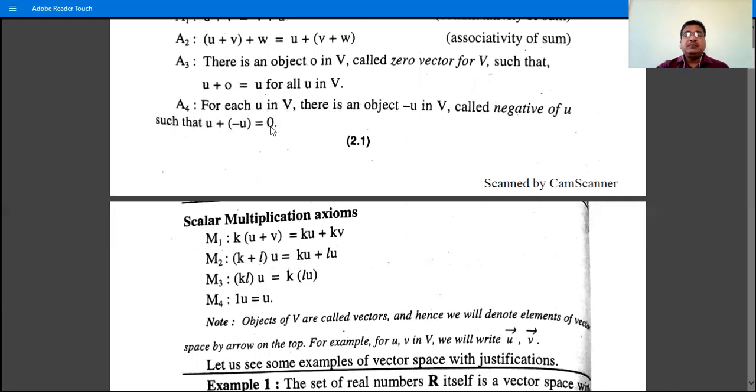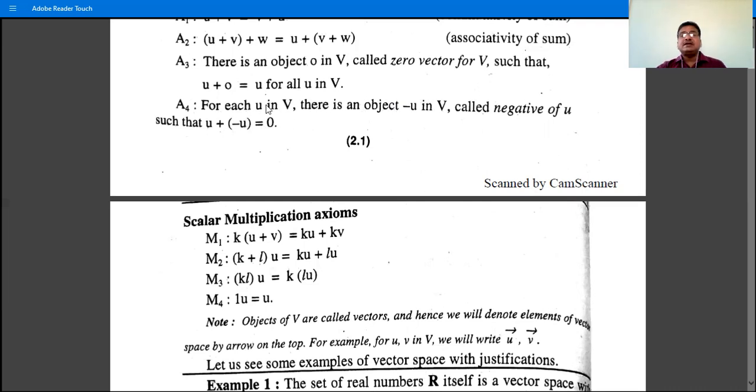So if you take the set of natural numbers, then this property is also not satisfied, because in the set of natural numbers the elements are 1, 2, 3, 4, 5 up to infinity. If you take the element 3, then its negative is minus 3, but minus 3 is not an element of the set of natural numbers. So this property is not satisfied for natural numbers.